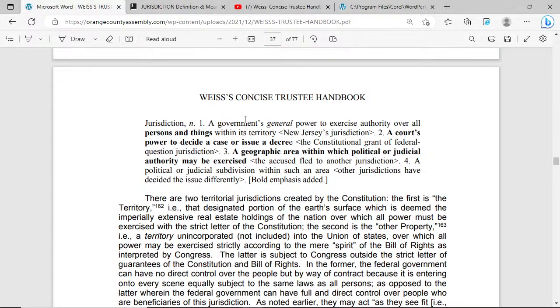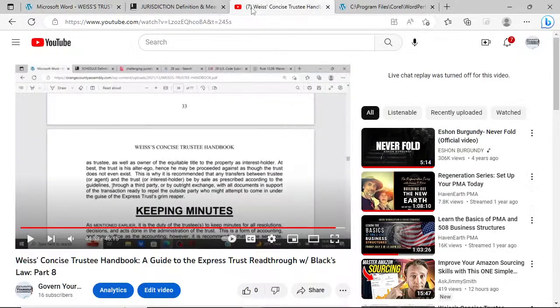That's the definition right here. A government's general power to exercise authority over all persons and things. Remember what persons means from part one. Within its territory, New Jersey's jurisdiction, a court power to decide a case or issue a decree. Like, New Jersey can't make a ruling over, I don't know, Tennessee, if that makes sense. Not unless there's some stipulations that have to happen.